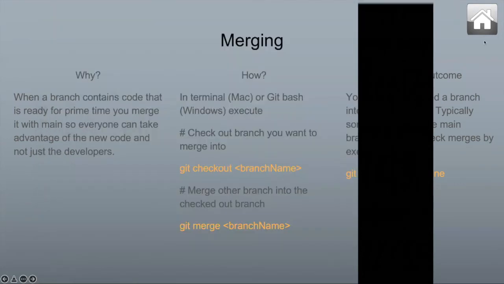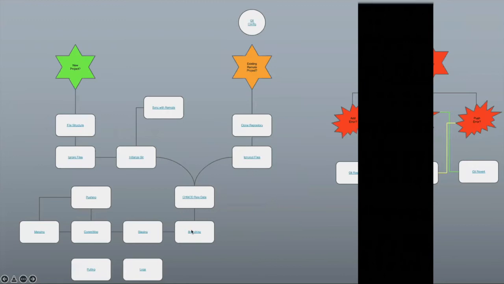Okay, so let's go back here. We've talked about branching. Staging is putting things into the box before taking a snapshot. Committing is taking the snapshot. And then merging is to merge completed branches into main.